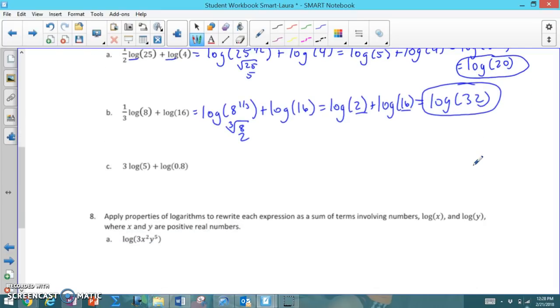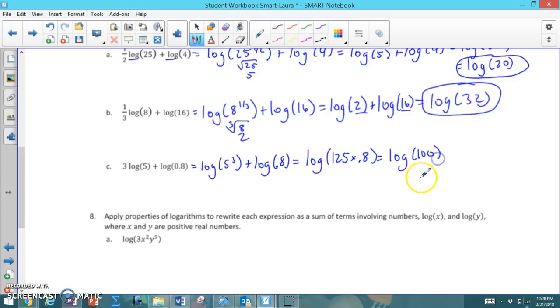Last but not least for this section, I would do log of 5 cubed plus log of 0.8. Excuse me, log 0.8, sorry. 5 cubed is 125 times 0.8. Multiply that together, and I get log of 100.